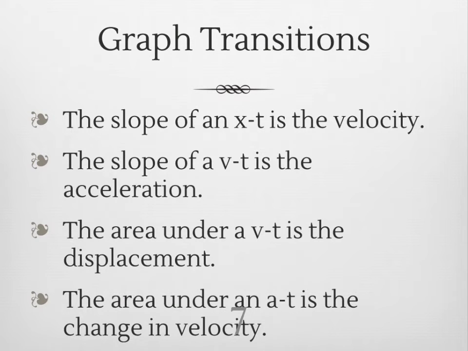Graph transitions. The slope of an xt graph is equal to the velocity. The slope of a vt graph is equal to the acceleration. The area under a vt graph is the displacement, and the area under an at graph is the change in velocity.